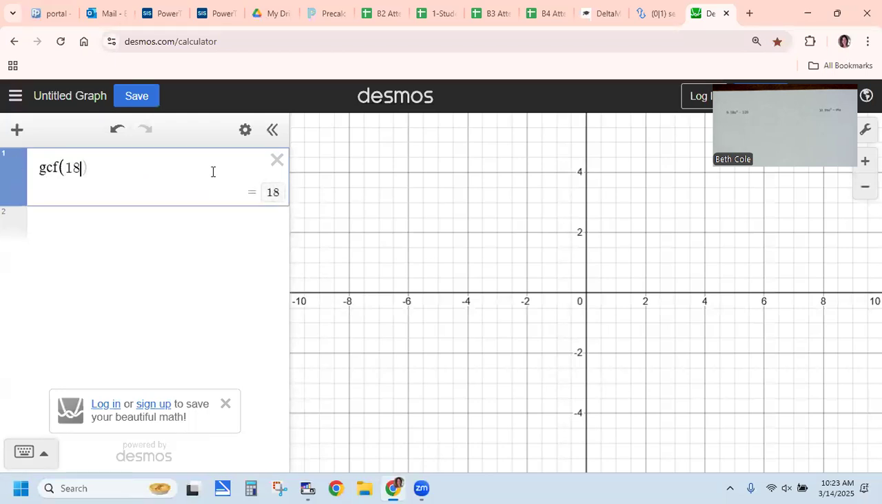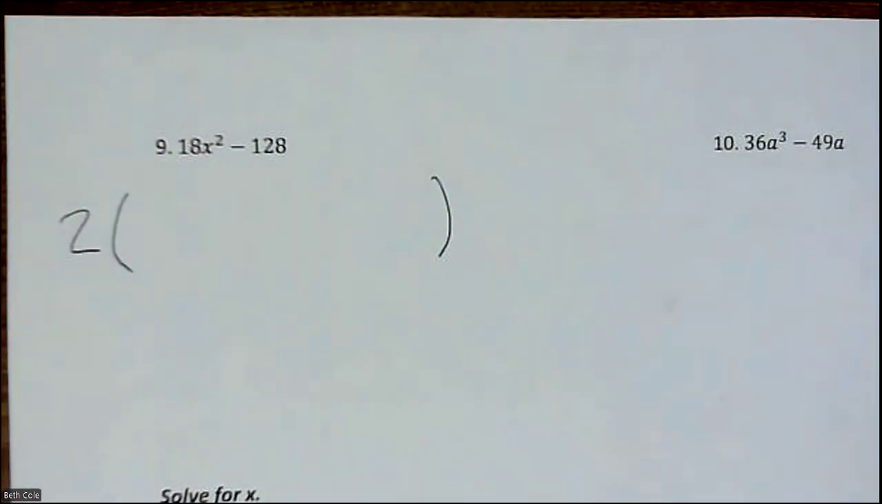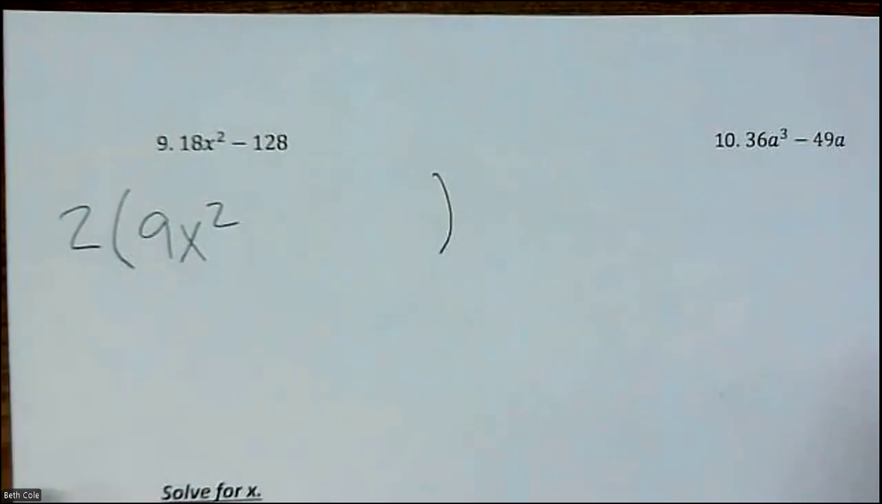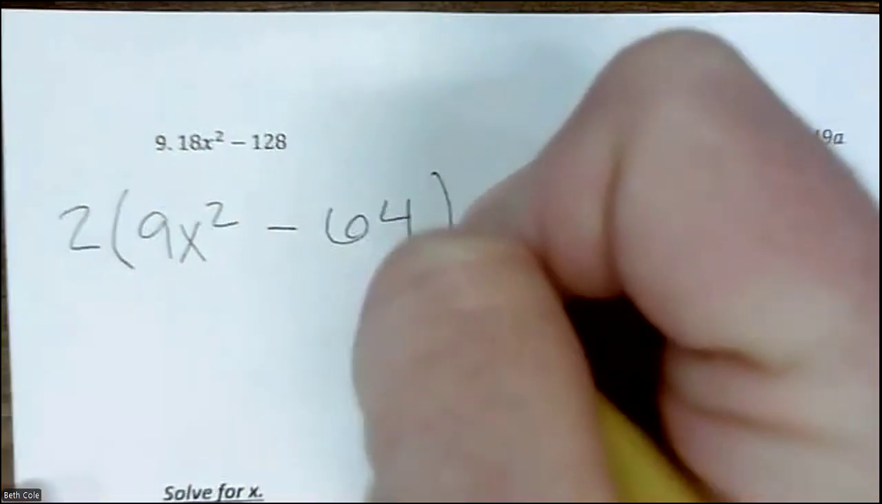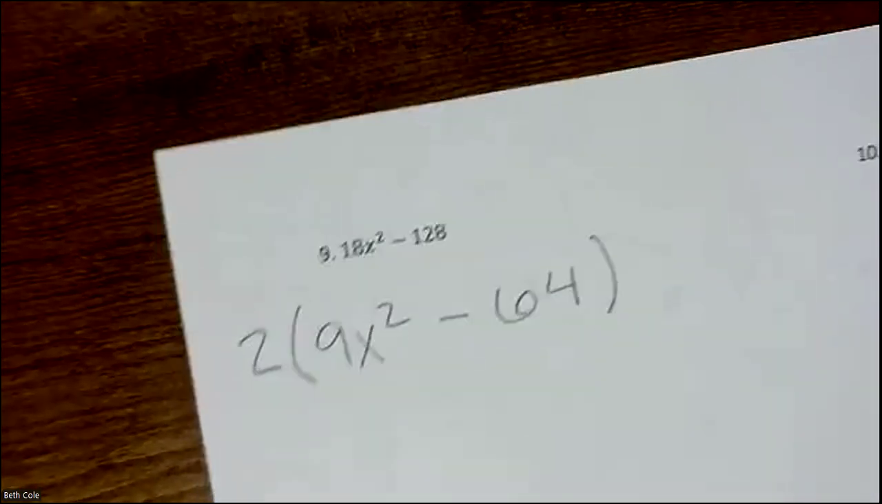18, 128. 2. We'll do numbers, it just won't do variables. So we're going to put 2, put our parentheses. We're going to divide them both by 2. You are undistributing a 2. Still with me over there? All right. 18 divided by 2. So 9x squared. Good. Minus. Oh, good job. Nice. Calculator in your brain over there.